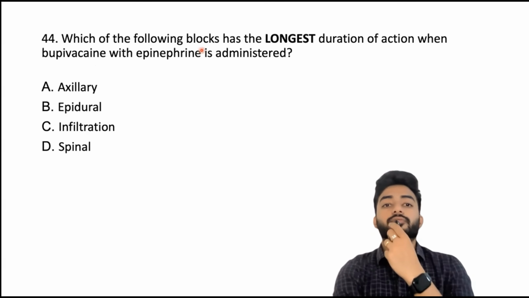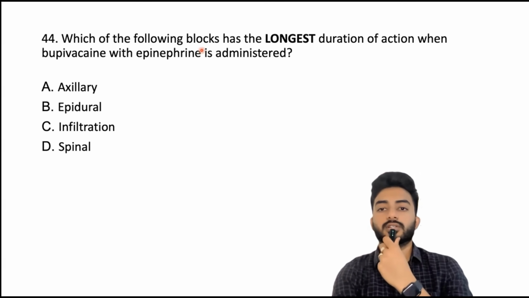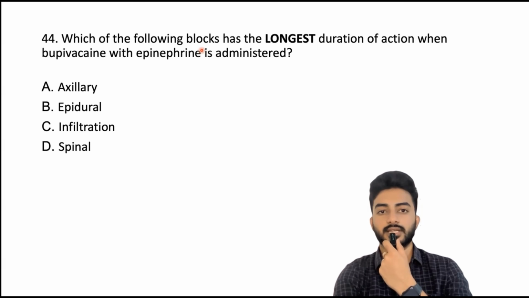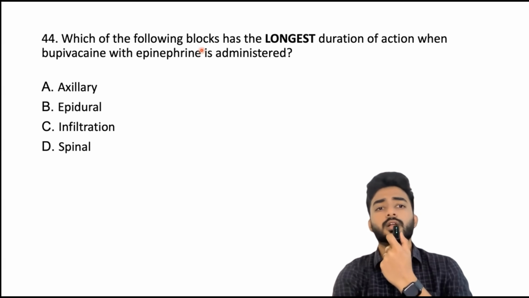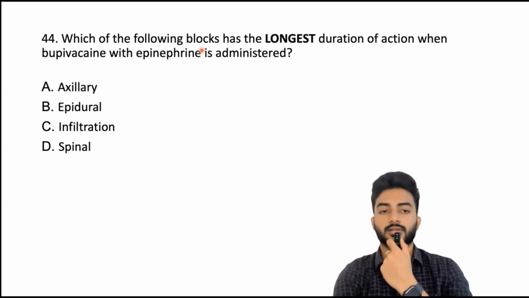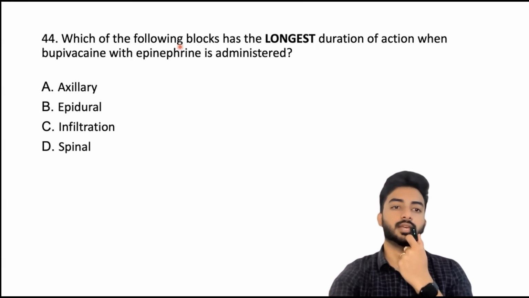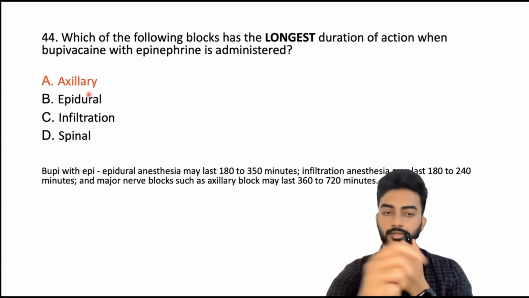44. Which of the following blocks has the longest duration of action when bupivacaine with epinephrine is administered? Option A, axillary block. Option B, epidural. Option C, local infiltration. Option D, spinal. Among the options given, if you are administering along with epinephrine, then the peripheral nerve block of the larger nerves, that is axillary, will have the longest duration. We will see the duration also.